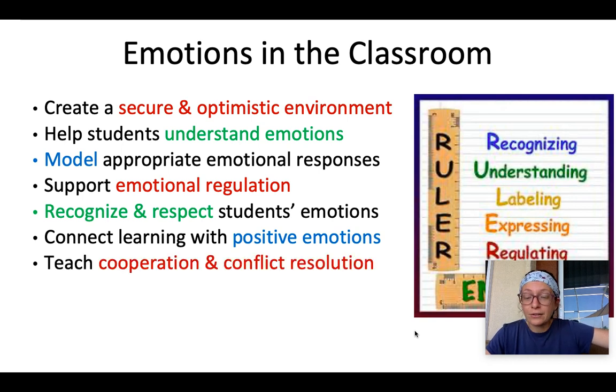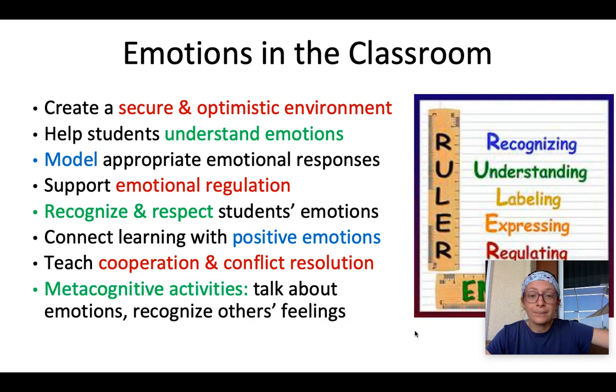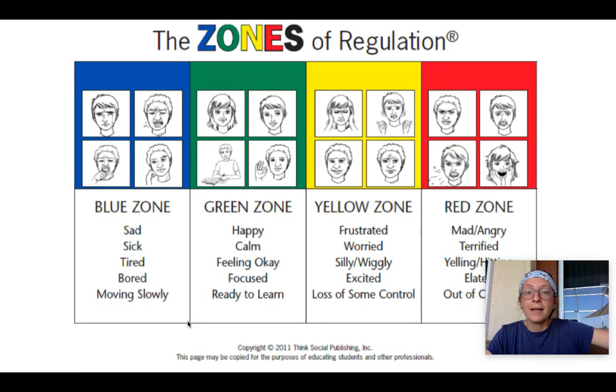You want to teach those skills of cooperation and conflict resolution, and metacognitive activities. And so you're thinking about thinking, right? You're talking about emotions and recognizing other people's emotions. That's meta, and you're building skills to do that. And so these zones of regulation help to teach emotions so that students can learn the language. Now we're building off of social cognitive theory, where your self-regulation can only come if you have the language to express yourself.